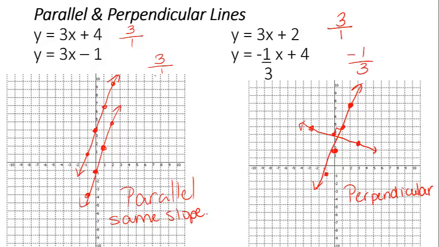So when we had parallel lines, we noticed very quickly that these slopes are exactly the same. Perpendicular lines, you should be able to see some relationship with the slope as well. We took this as positive, and down here it's negative. So they're opposite signs. And we also took 3 over 1, and it became 1 over 3. So they switched positions. That's called reciprocals. So perpendicular lines have opposite reciprocal slopes.